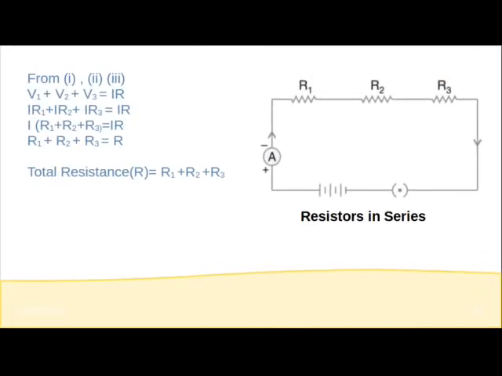From the first, second and third equations, V1 plus V2 plus V3 equals V, so I R1 plus I R2 plus I R3 equals IR. I is taken as common, then I times R1 plus R2 plus R3 equals IR. Then R1 plus R2 plus R3 equals R. Total resistance equals R1 plus R2 plus R3. This is the formula of series combination.